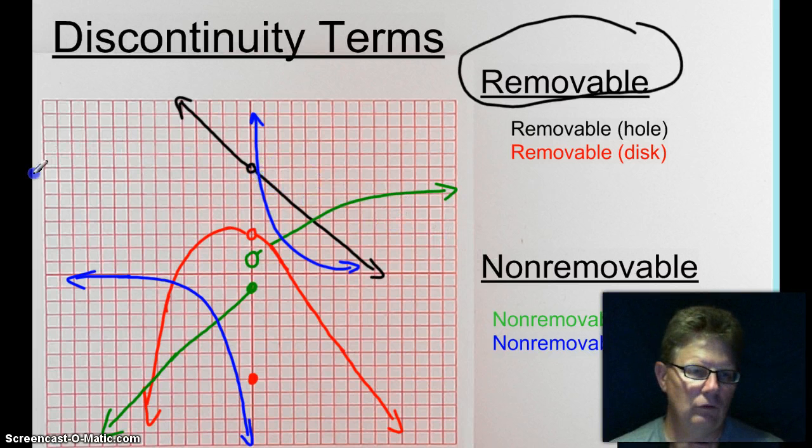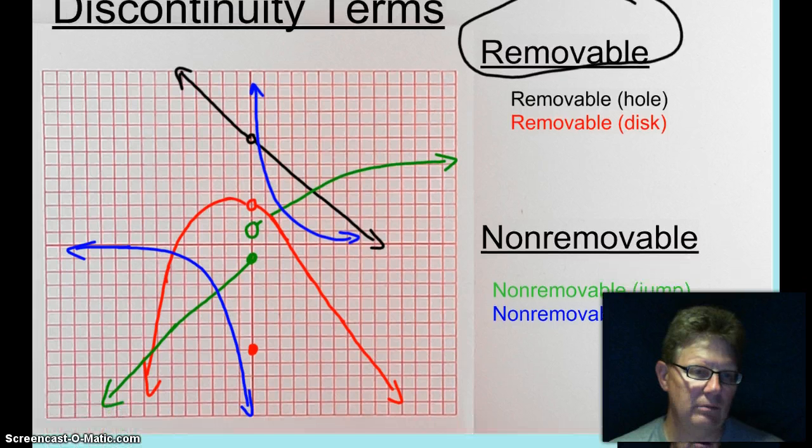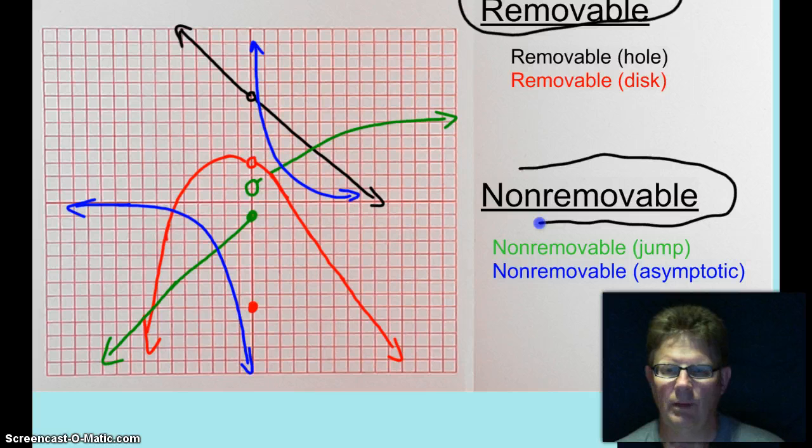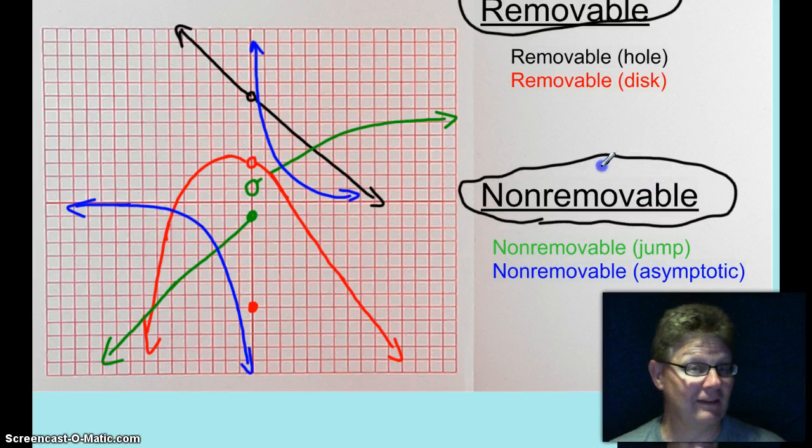And then the two non-removable discontinuities. Yes, I know. I bet you didn't even know that that was a term. And you know what? Maybe we shouldn't be using it. It's a pentasyllabic word. Non-removable.